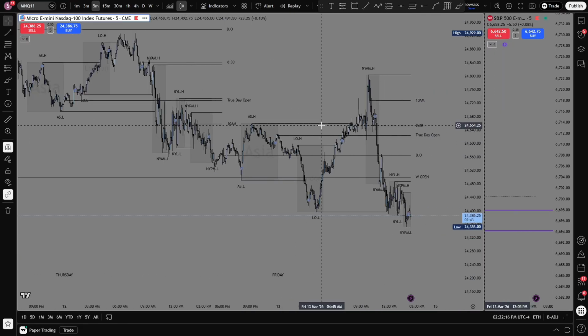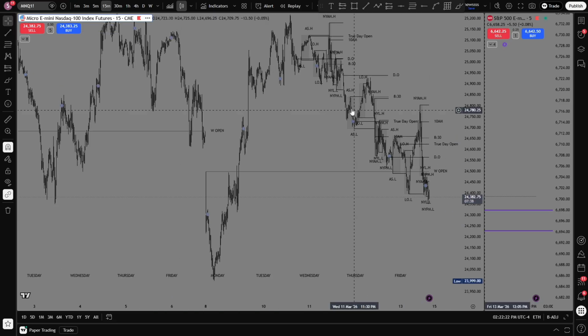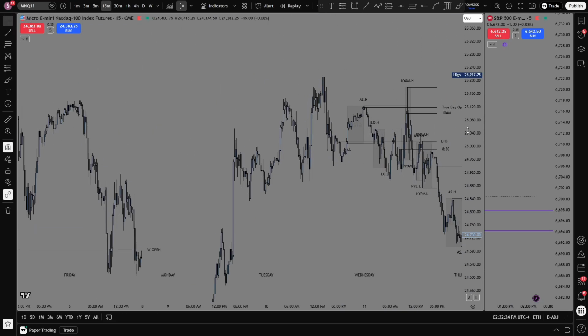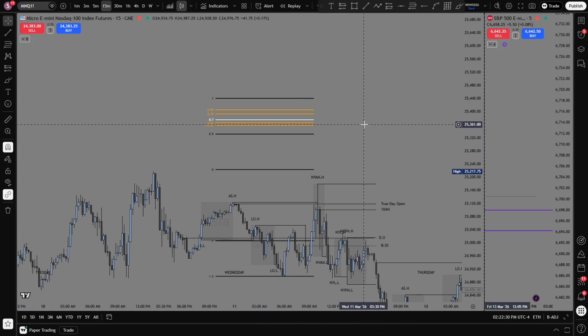So going into entries now, you're going to be like, well, how the hell do I enter? Great that I know it's going the other way. This is something I like to call OTE, which is optimal trade entry, which is basically a statistical way of the market. I don't really know. I know it just works.